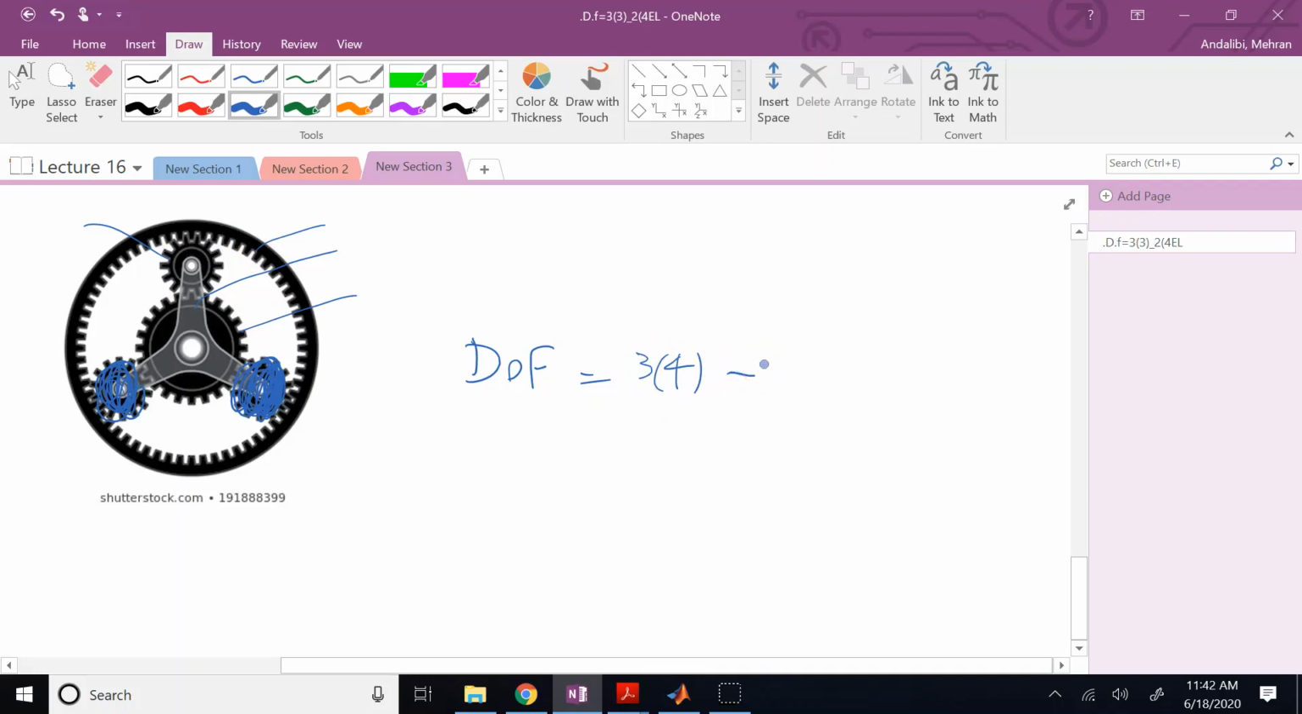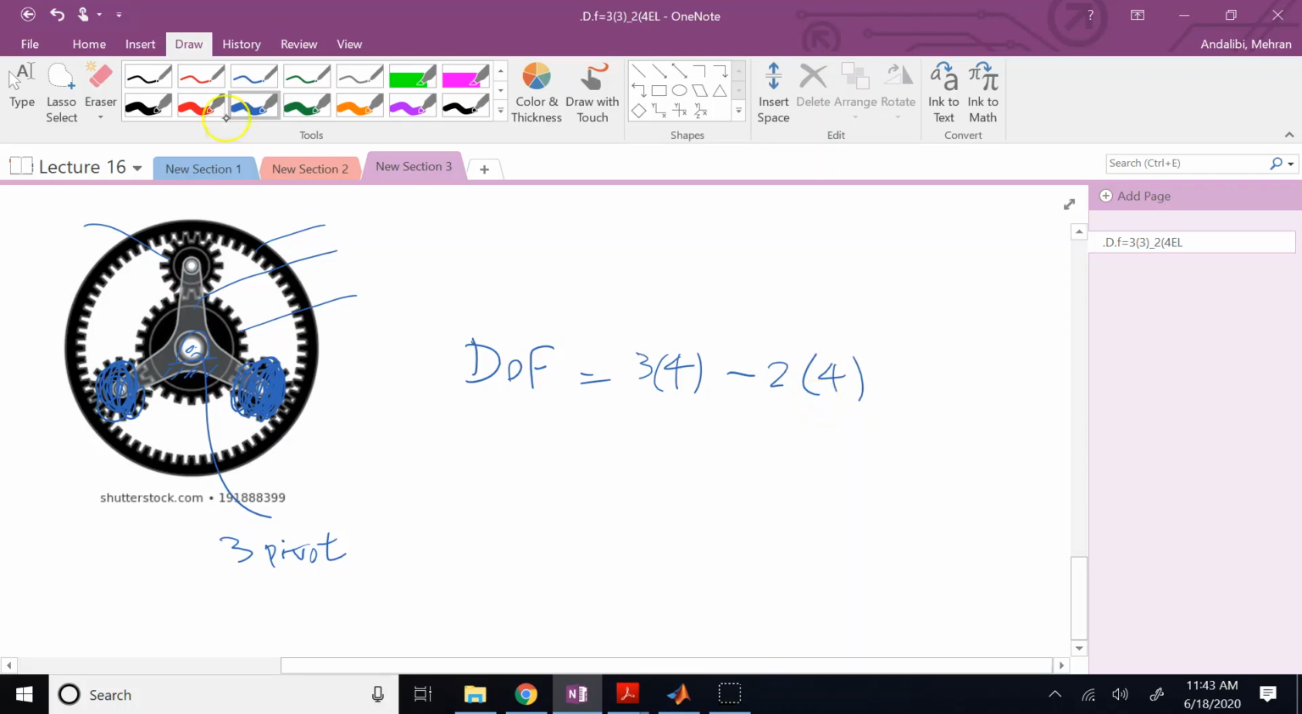Now what you have is the planet arm is pivoted at the center. So here you have a fixed pivot. The planet arm is pivoted at the center, the sun is pivoted at the center, and the ring is pivoted at the center. So here you have three pivots on top of each other, each one for one of the rigid bodies. And then you have one pivot here, so you have four pivots, so it's 2 times 4.